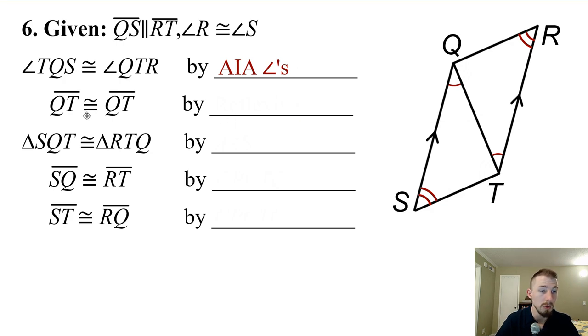And then we have QT is congruent to QT. QT is congruent to itself. It's the exact same side for both triangles. So that's going to be reflexive property, right? Everything's congruent to itself. Baby is equal to baby. Even the French mustache, bébé.